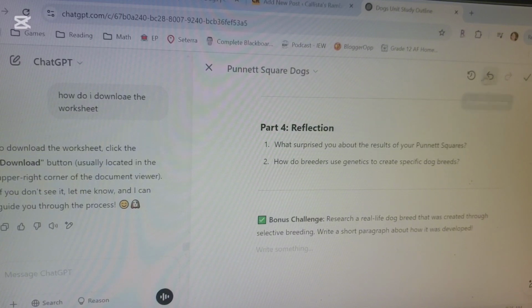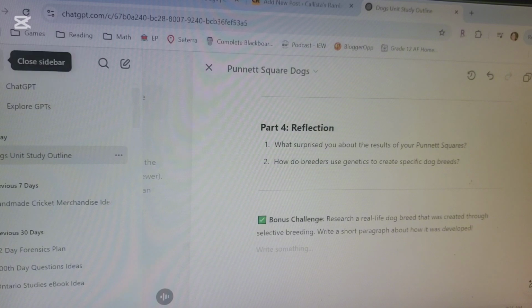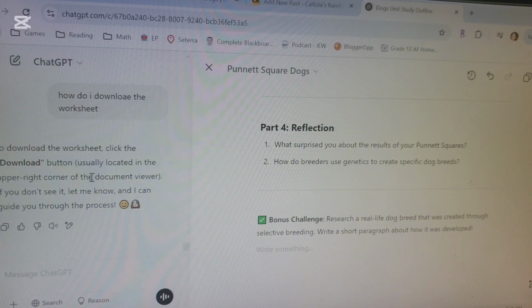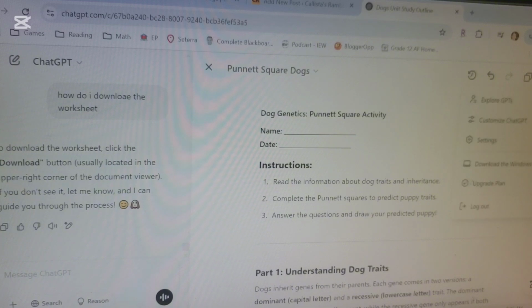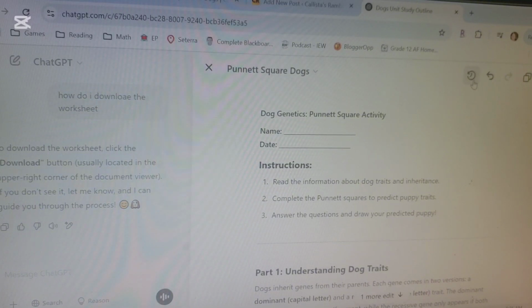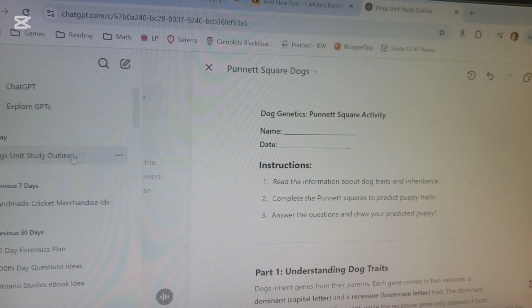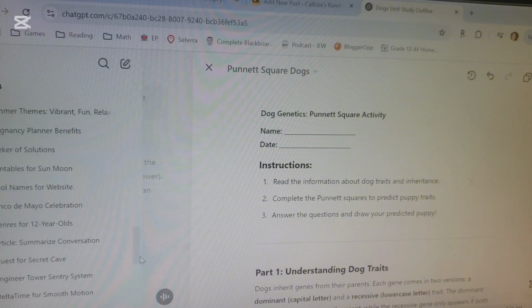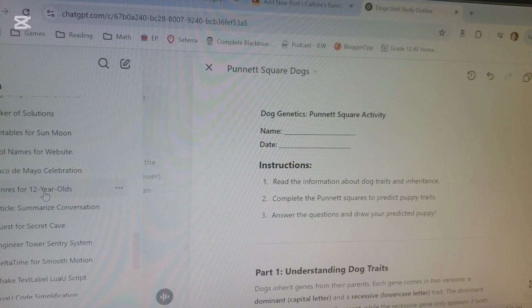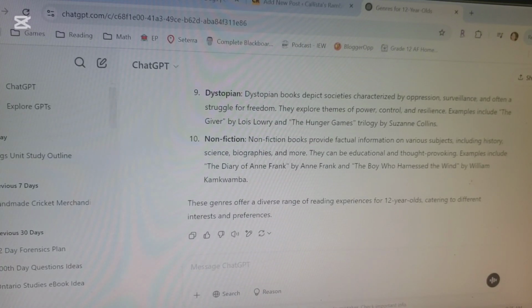Share, copy. I don't see the download version button. Not sure what I'm doing wrong here, but I can figure that out. It even says if I don't see it, let me know and I can guide you through the process. So I can figure that out. But anyway, that's cool. And then I can try also showing you some other things that I've done with ChatGPT before I go back to how to use it for other things.